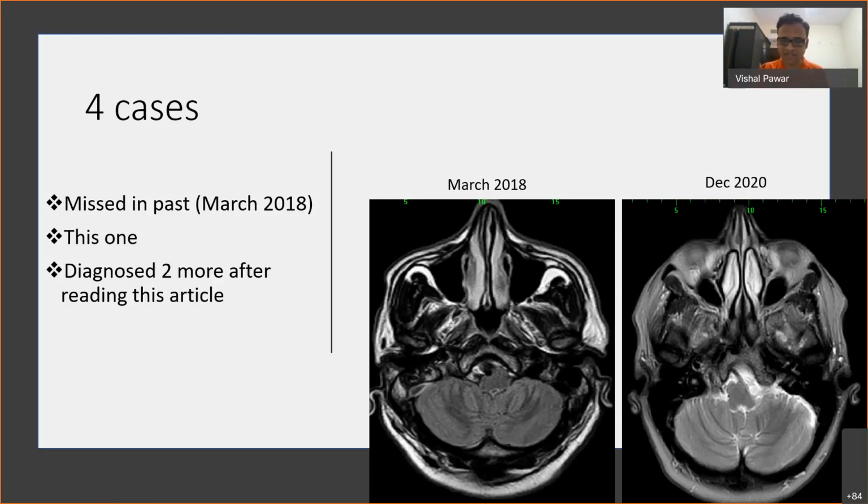We keep learning, and it's very important to have a good neuroradiology backup. The radiologist specifically wrote about this particular finding in the reporting, which made me think of this particular syndrome. So you can see the compression of the medulla by the vertebral artery.